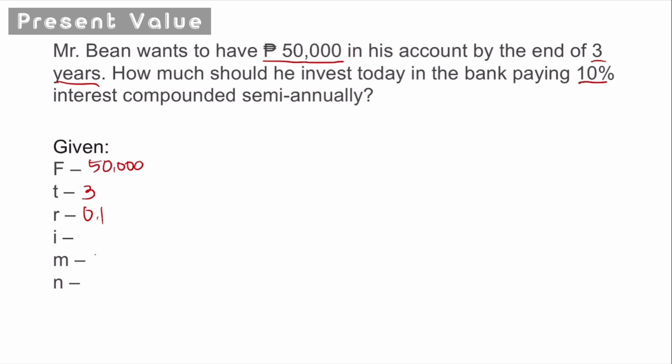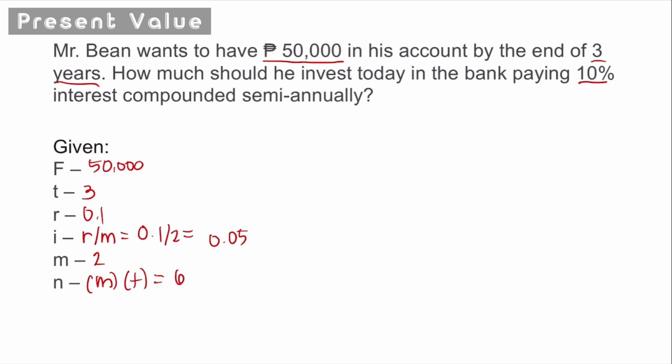Our M is equal to 2, and in order to get our I, we need to divide R by M, and that will be 0.1 divided by 2, which is 0.05. In order to get our N, we need to multiply M by T. That will be 2 times 3, which is 6.